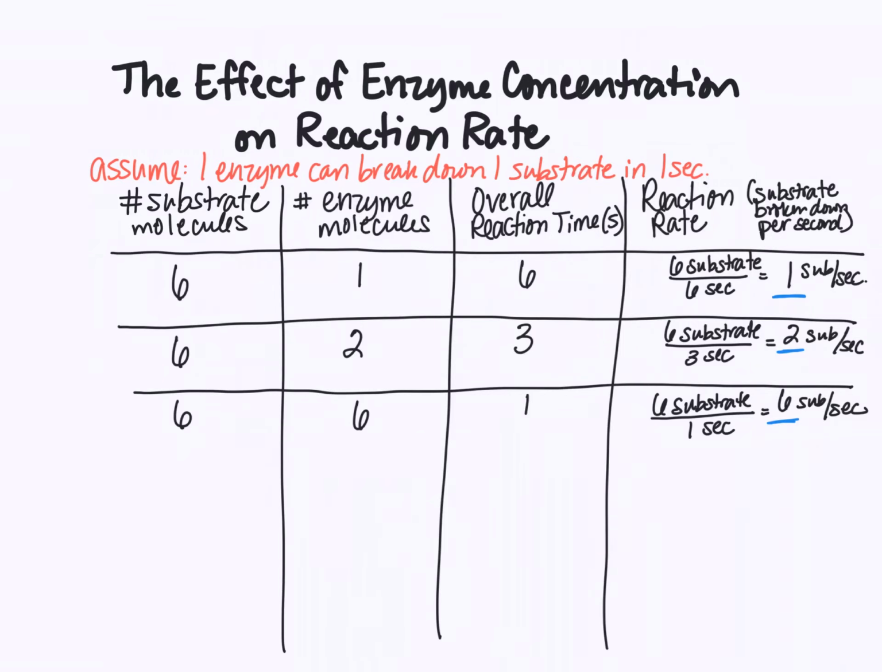Now let's keep going. So let's say that we have our 6 substrate molecules, and now let's double our enzyme molecules. So now let's say we have 12 enzyme molecules. The overall reaction time is still going to be 1. And you might be wondering why that's the case. And the case is because the substrate is now the limiting factor.